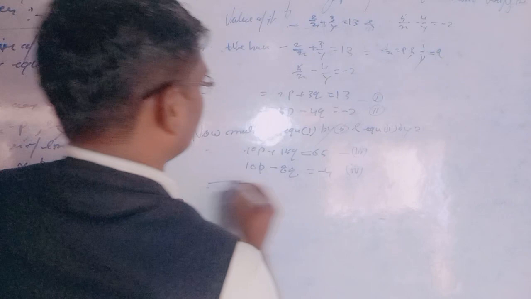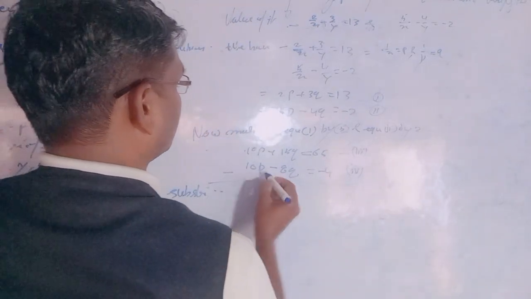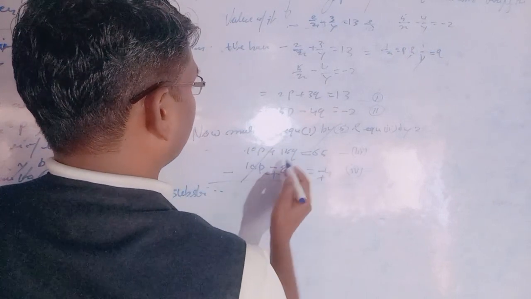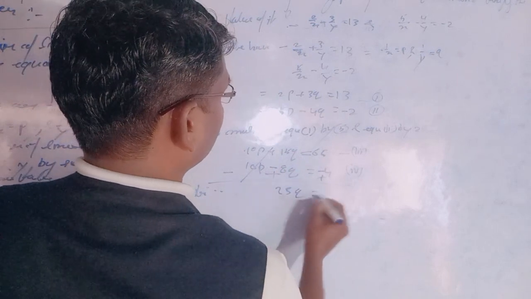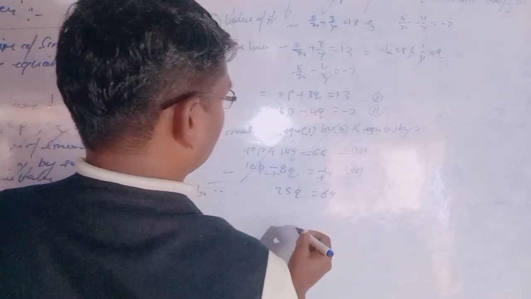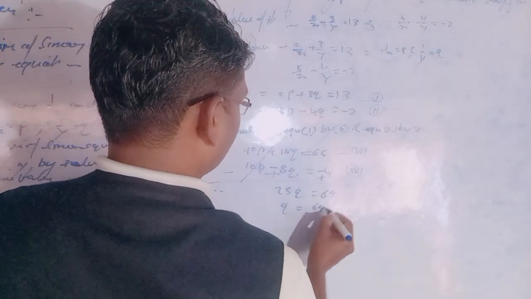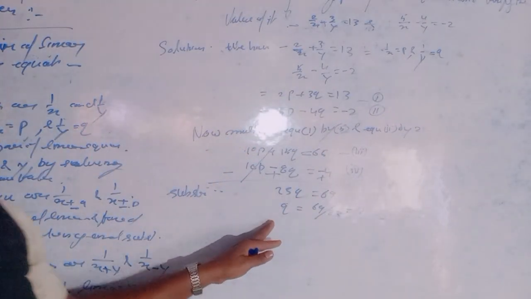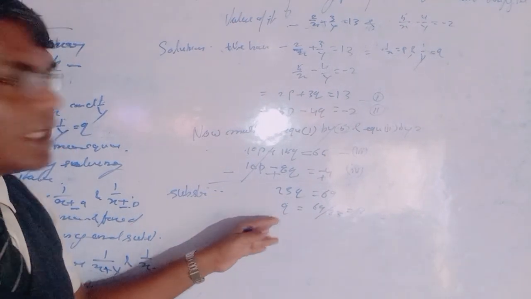Okay, now subtract these equations: minus, plus, minus, plus. Okay, so p cancels out and here it becomes 23q is equal to 69. Then q is equal to 69 by 23, which is equal to 2. Got it? So we have found the value of q.